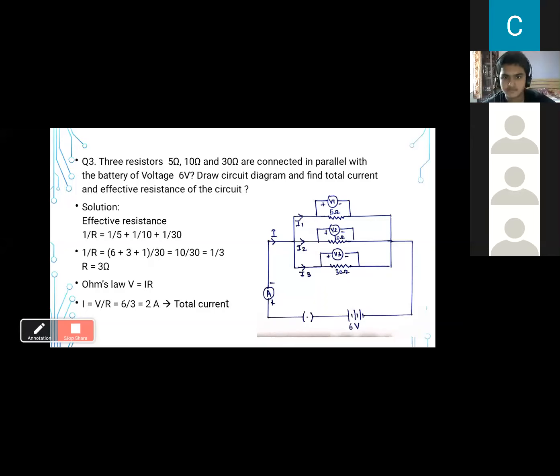I1 will be equal to 6 by 5. I2 will be equal to 6 by 10. I3 will be equal to 6 by 30. That is I equals V by R. You will apply the formula to all the resistors and calculate the current across each resistance. If you add I1 plus I2 plus I3, you will get 2 amperes only. So try it yourself. You should get 2 amperes only.